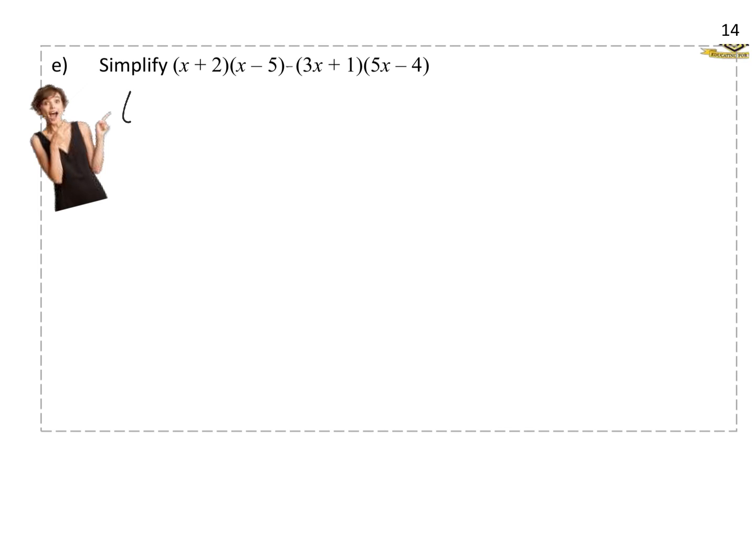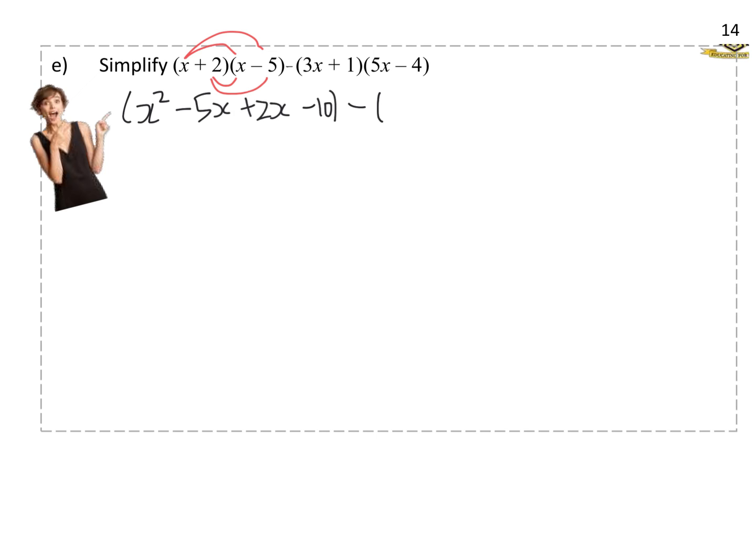And then I'm going to do x times x, which is x squared. x times minus 5, which is minus 5x. 2 times x, which is 2x. And 2 times minus 5, which is minus 10. So that's the first bracket expanded, and I've kept my answer to that in one bracket. Then I'm going to take away, and I'm going to write another bracket and put my answer to this one in the second bracket.